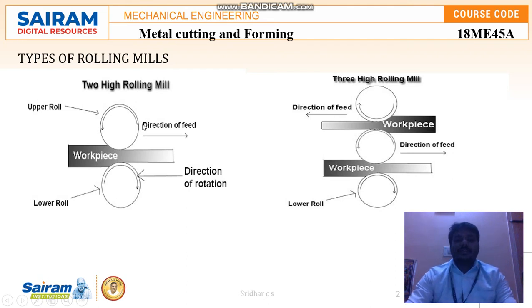The first and last rolls will rotate in the clockwise direction, and the middle roll will rotate in the anti-clockwise direction. Whenever it is rotating in these conditions, two workpieces can be processed at a time. This is how three high rolling and two high rolling differ.